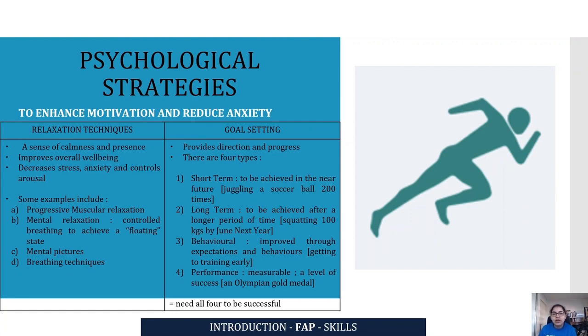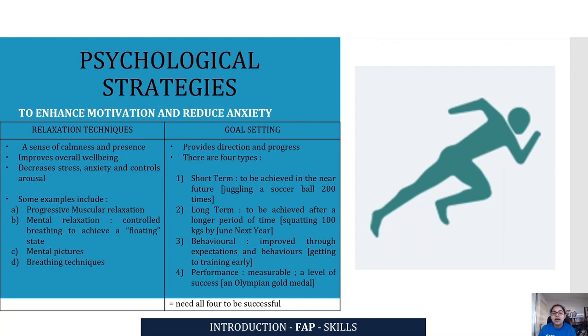There are 4 types. You can have a short-term goal to be achieved in the near future, for example, juggling a soccer ball 200 times. You can have a long-term goal to be achieved in a longer period of time, like squatting 100 kgs by June next year. Behavioral, so improving through expectations and behaviors, like getting up to train early. And finally, performance. This is something that is measurable, a level of success, like getting an Olympic gold medal.